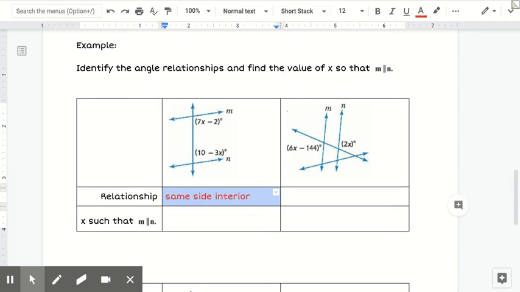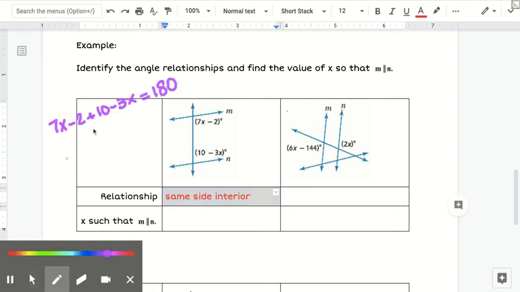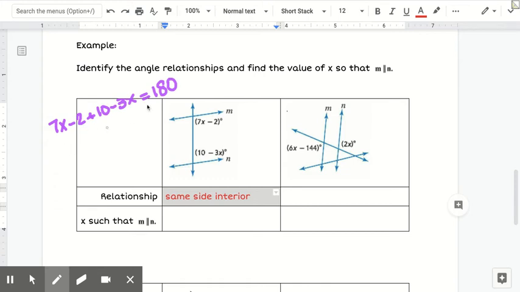So take a moment and pause the video and set up your equation here for this one. Okay, so hopefully you got that set up correctly. Now that you've got it set up, you'll use the substitution property to combine like terms over here. So that would give us 4x plus 8 equals 180.